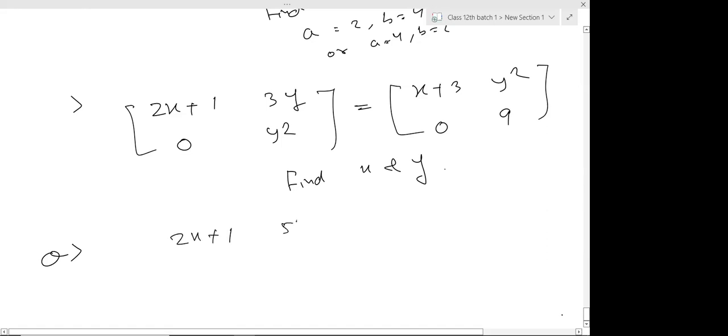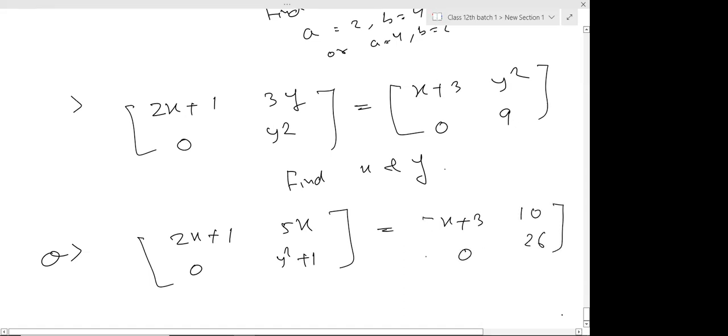The matrix with entries 2x plus 1, 5x, 0, y square plus 1 is equal to the matrix x plus 3, 10, 0, 26. Find x plus y. All right. Is that Y square plus 1? Yes, this is y square plus 1.